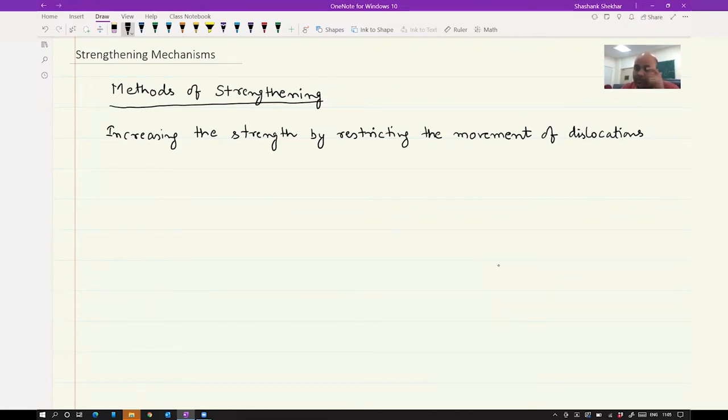So now the question is, since we have to restrict the movement of dislocations, they have to interact with some microstructural features, right? Dislocations can interact with many microstructural features, and I'm going to list all of them one by one. And then I'm going to tell you, based on the interaction of dislocations with that particular microstructural feature, what is the name of the mechanism.